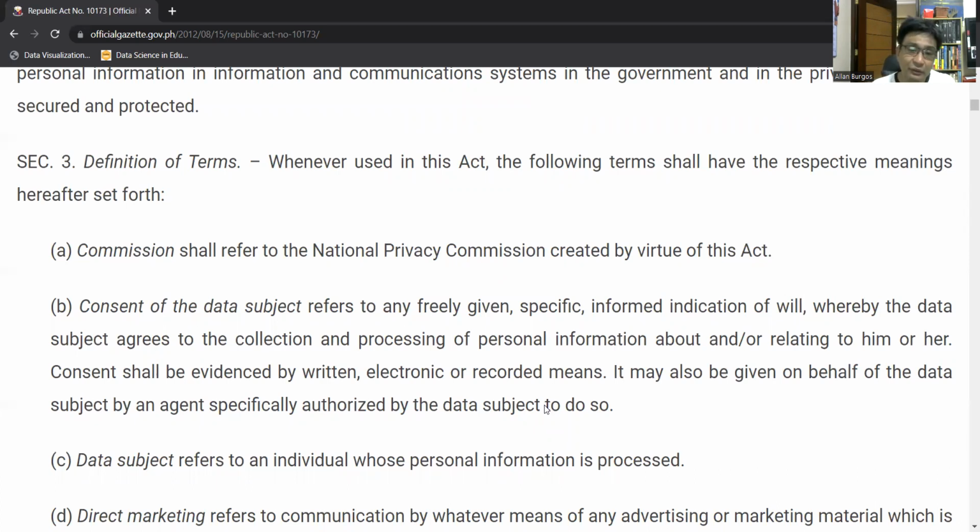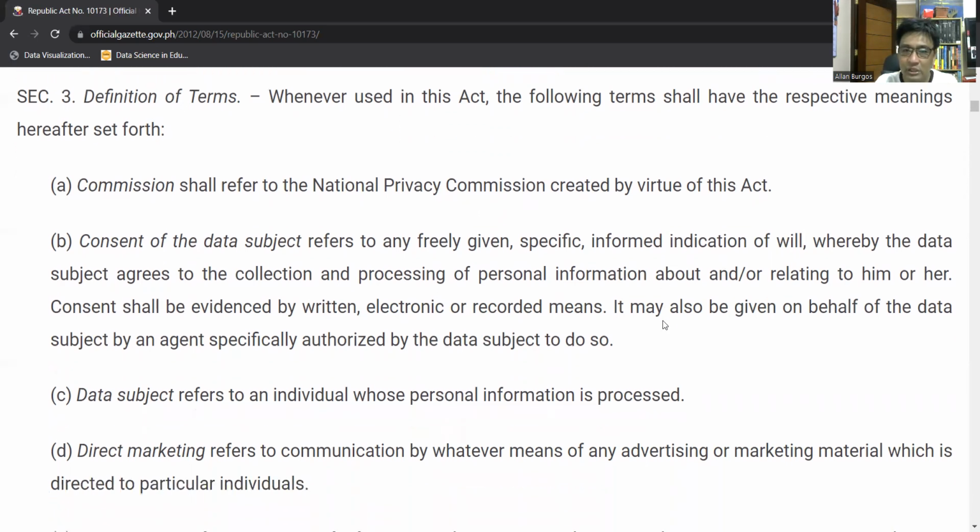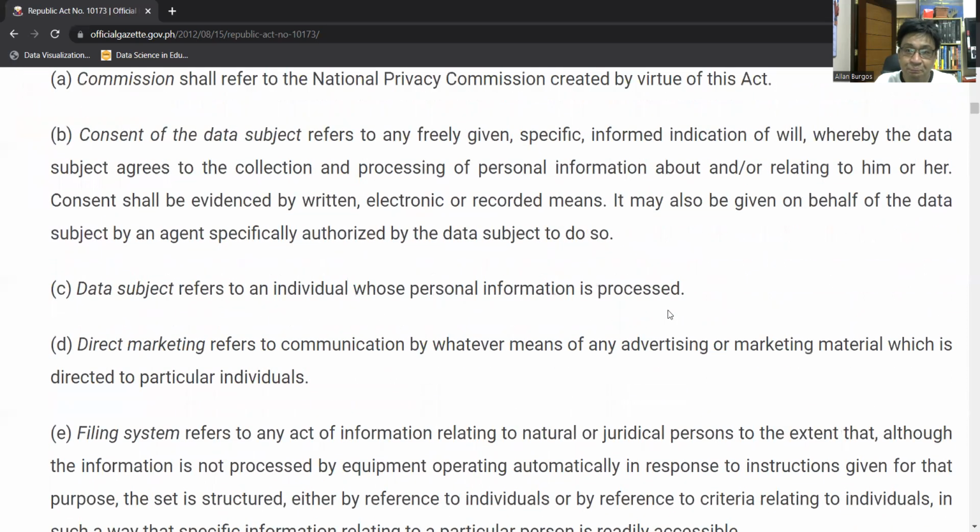All right. Letter A, commission. The commission shall refer to the National Privacy Commission created by virtue of this act. So when we say commission, we are not referring to the Human Rights Commission or something like that. If we are talking about this law, when we say commission, we are referring to the National Privacy Commission or the NPC, which has been created by virtue of this act.